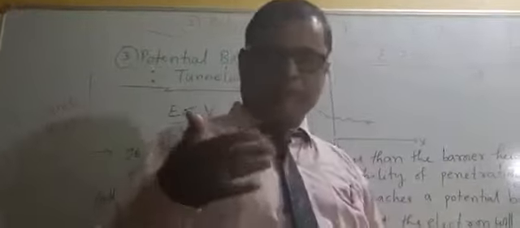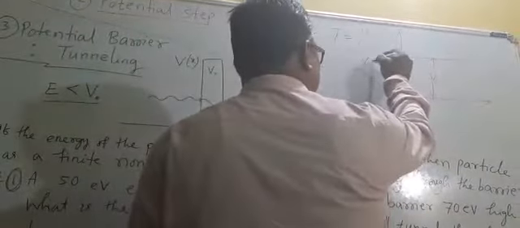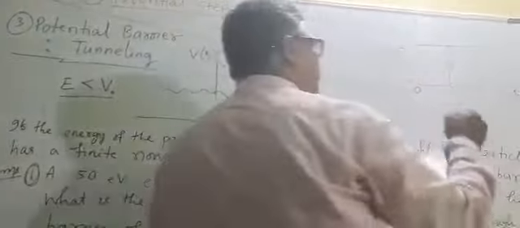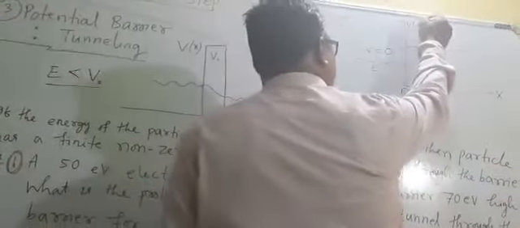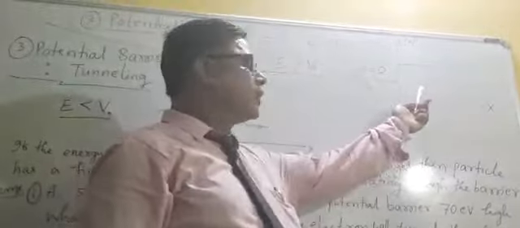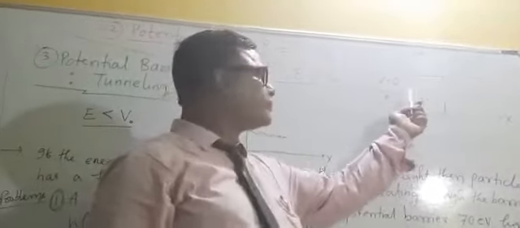In the potential step, what happens? The potential condition is here: on the x axis, V(x) is 0 when x is less than 0. So when x is less than 0, the potential is 0. When x is greater than 0, the potential is V naught. Okay, this is the potential condition.